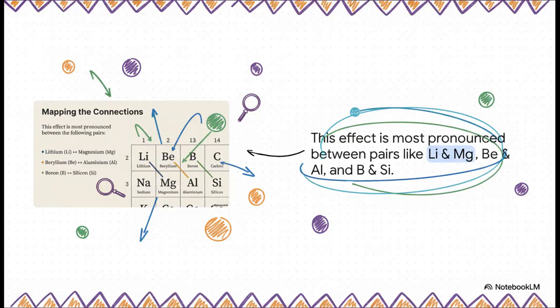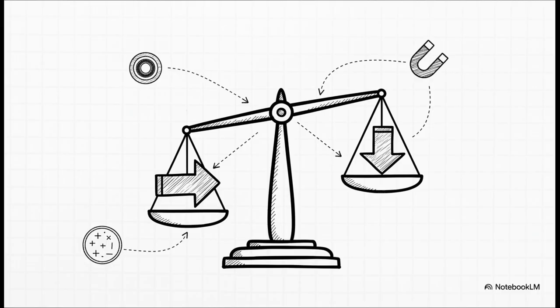And this isn't just some one-off fluke either. As you can see, this effect is strongest between these three specific pairs up in the corner of the table: lithium and magnesium, beryllium and aluminum, and boron and silicon. There is definitely a pattern here. It just doesn't follow the rules we thought we knew. So what is going on here? Is this just some cosmic coincidence? Absolutely not. It's actually a perfect balancing act.